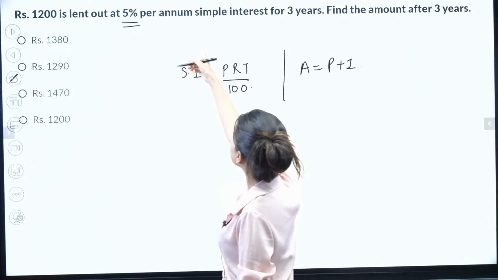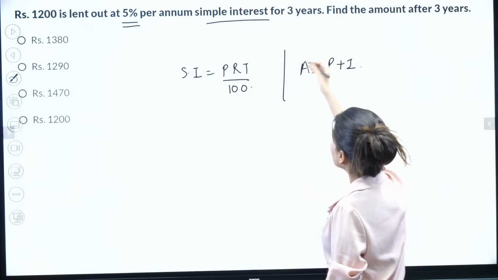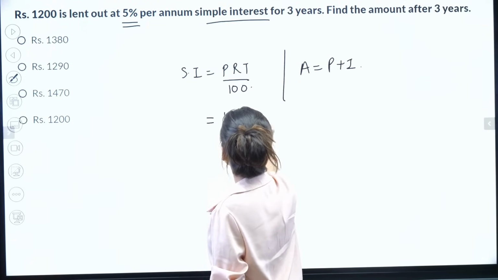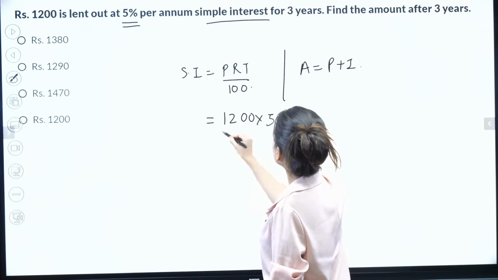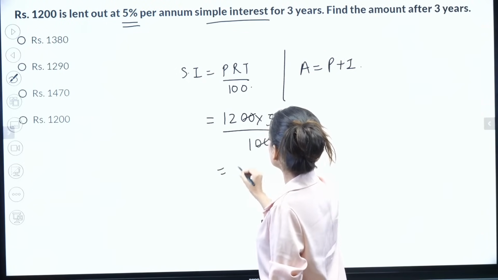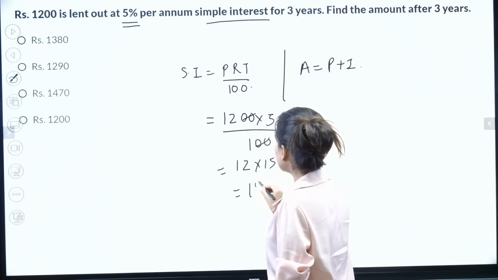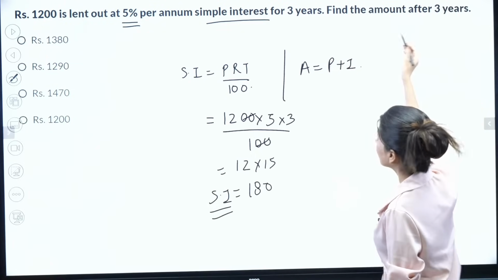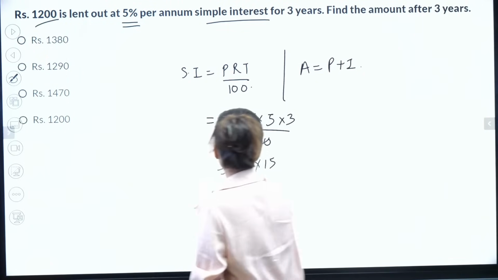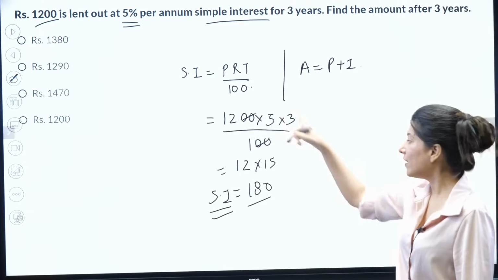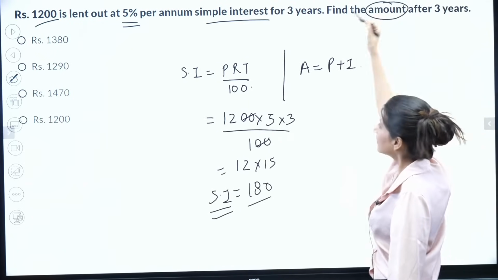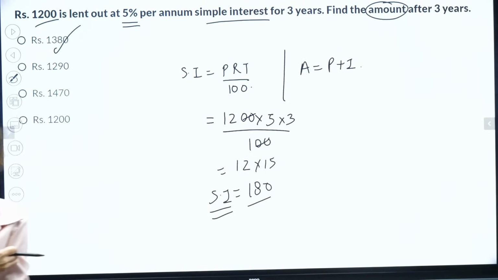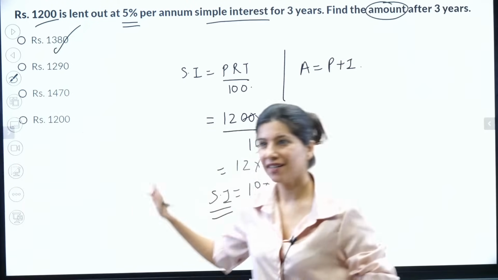Simple interest they are talking about is for 3 years, that means time is 3 years. 5% is the rate, principal is 1200. So 1200 into 5% rate, time is 3 years, upon 100. Can you see this is 12 into 15, which is going to be 180. So 180 would be the simple interest. The amount is 1200 plus 180, the final amount after 3 years, which is going to be 1380. Yes, this question is easy.